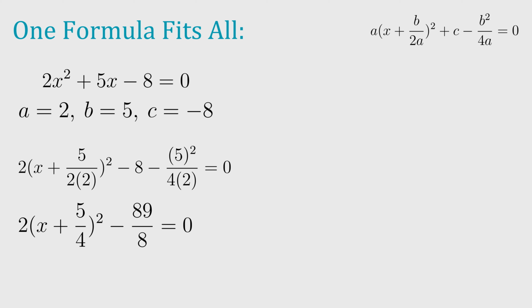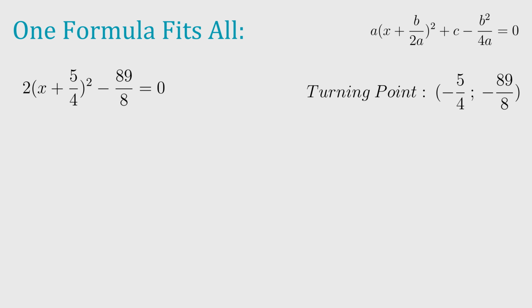You can get the turning point exactly the same as the previous examples, the y value being negative 89 over 8 and the x value being negative 5 over 4. It is negative 5 over 4 because that and the positive 5 over 4 will cancel each other out in the bracket and will make the bracket's value 0.